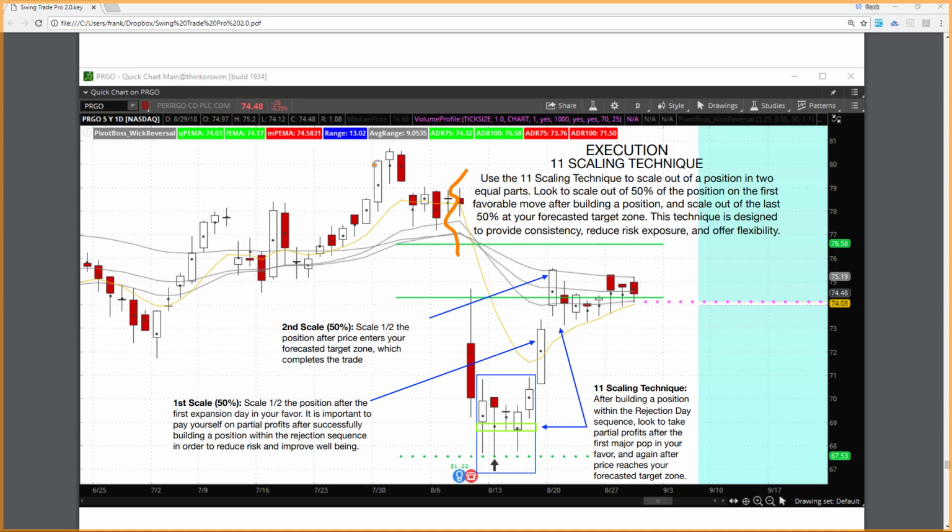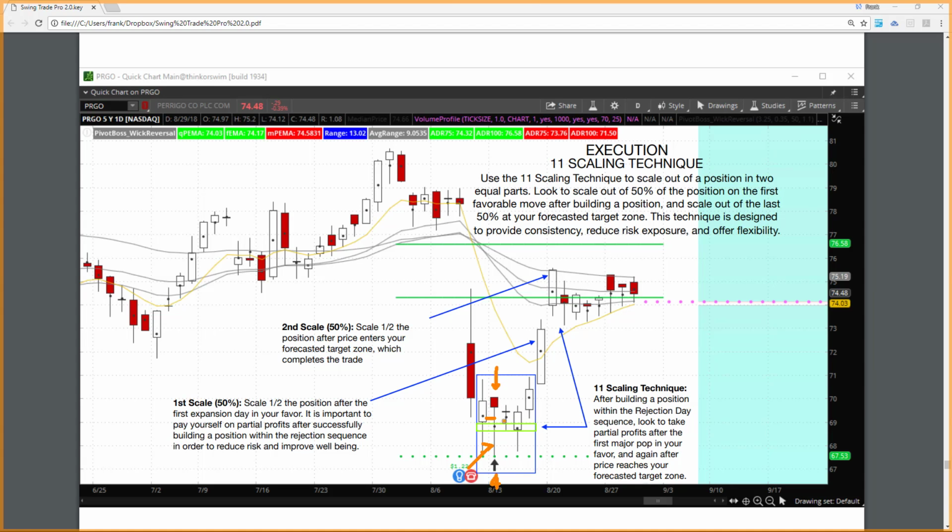So this is a look at PRGO. We had a great rejection day here. Solid rejection day. Look at the signal. It took out the previous low and popped all the way back above the midpoint of that session. That's a strong, strong rejection day.